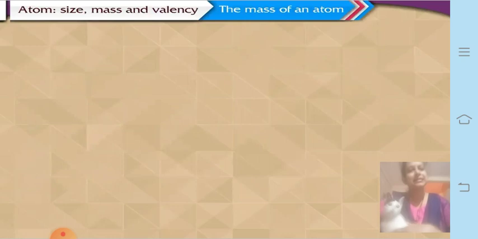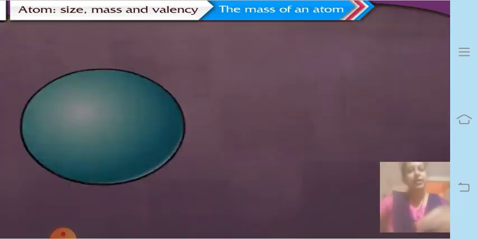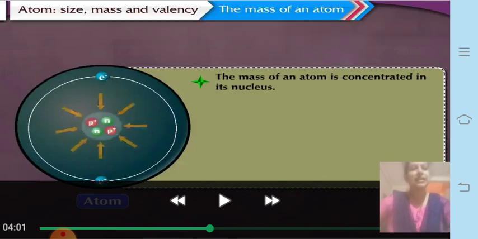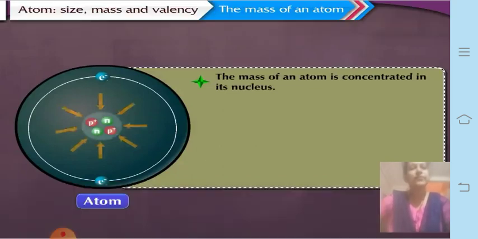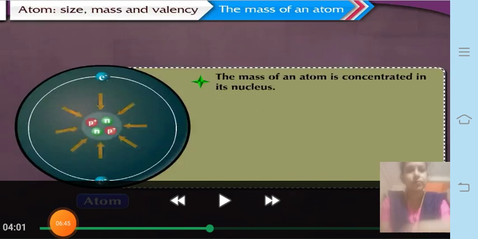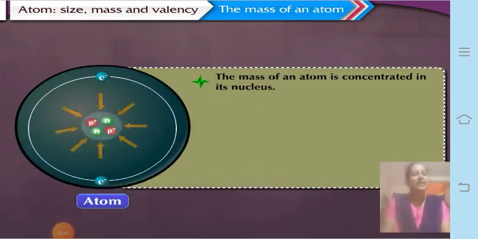Now let us learn about the mass of an atom. Now you know that the mass of an atom is concentrated in the nucleus, right? Last year you have learned about this, that the mass of an atom is concentrated in its nucleus. So mass of an atom is concentrated in its nucleus. So this you have already studied in standard 8, right? Now why is it said to be concentrated in its nucleus?